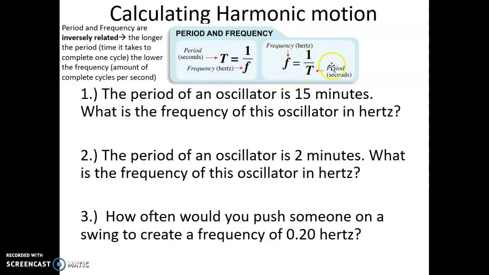And you'd use this formula to solve for the frequency. So frequency is 1 divided by the period. So 1 divided by 900 seconds would give you a frequency of 0.001 hertz, because hertz is the unit that we use to measure frequency. So go ahead and solve for problem 2 and problem 3. Just remember that period is the time it takes to complete one cycle, but we need to have that in seconds. So if it's in minutes or in any other unit, you would need to convert that period to seconds.